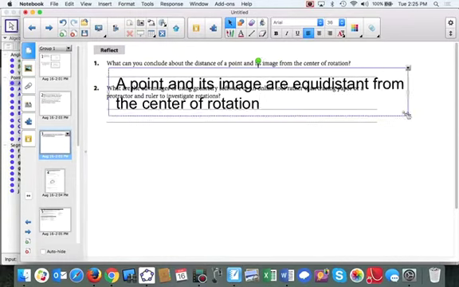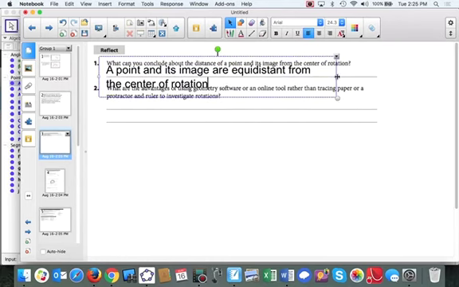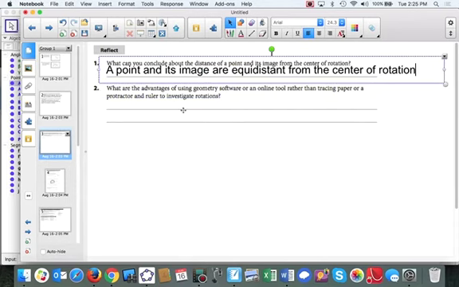And if that word is kind of strange to you, think about the parts of it. Equi, as in equal, and distant, as in distance. They are the same distance from the center of rotation.